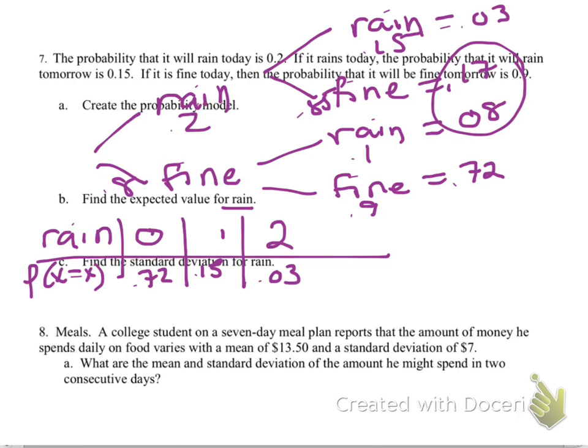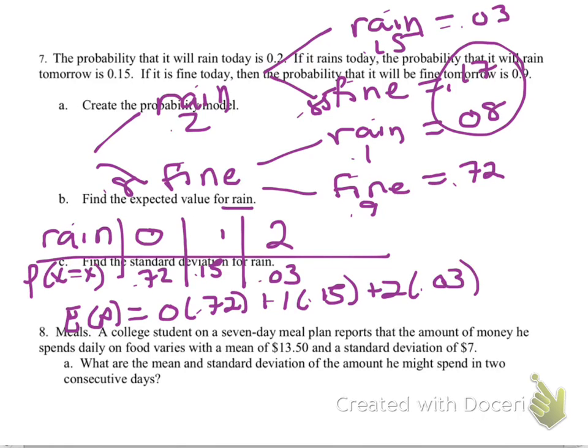All that work just for A. Okay, so let's do the expected value. So the expected value of rain is going to be 0 times 0.72 plus 1 times 0.15 plus 2 times 0.03. And so what do I get? 0.21? Okay, that is wrong. I apologize.